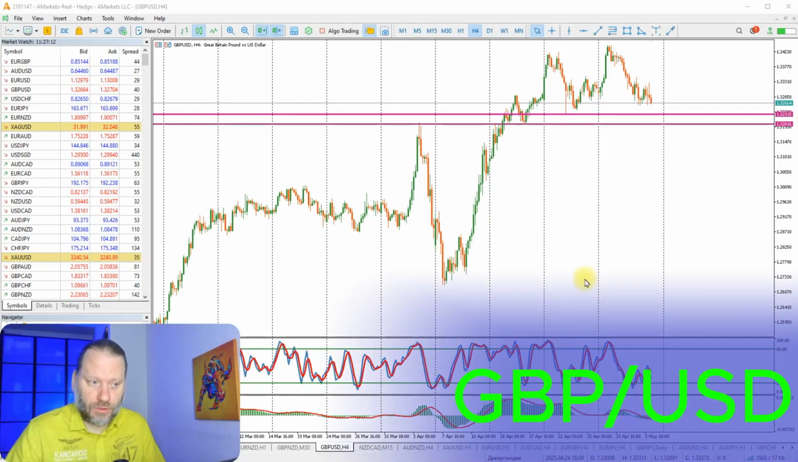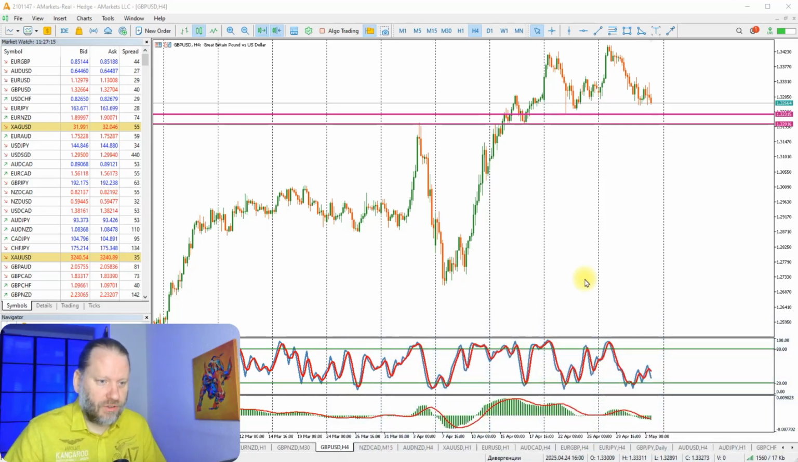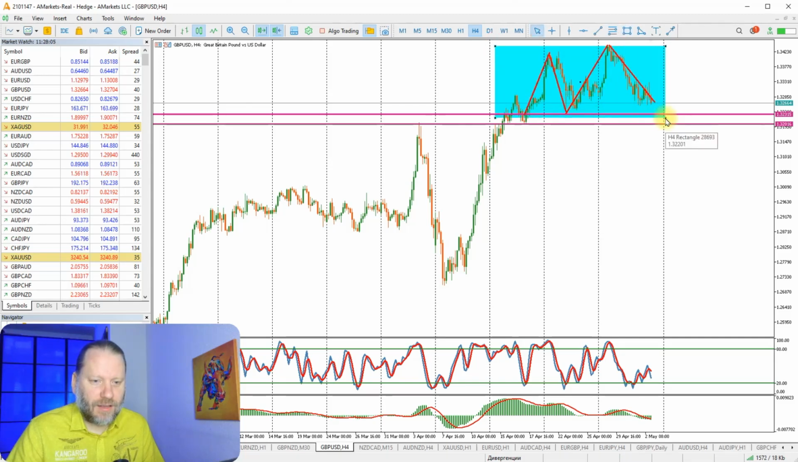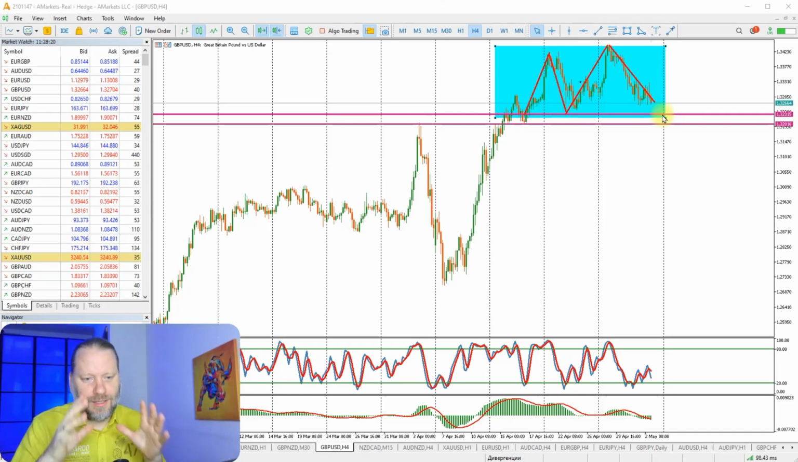So let's begin. Let's start analyzing the British pound to American dollar currency pair. And the first question I have is whether this currency pair will continue to move in an uptrend, or whether it will continue the correction, which is currently underway. As you can see, a double top reversal pattern is forming now. Therefore, it is more likely that this double top will be triggered and the price will go further down.